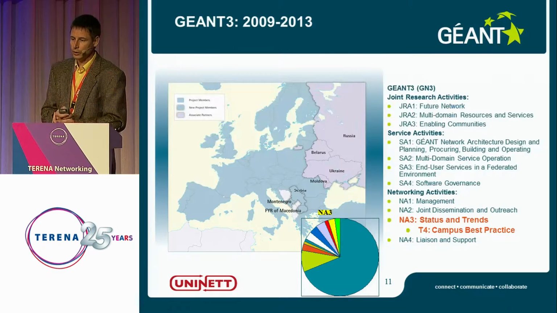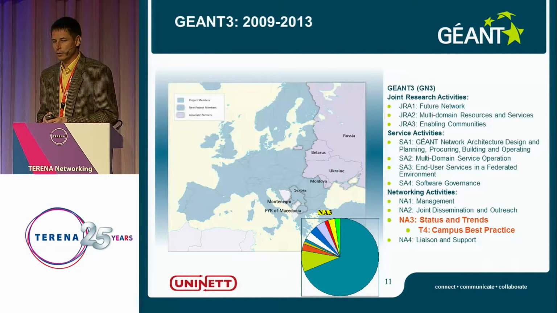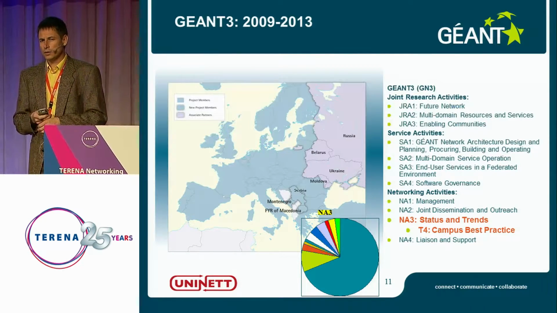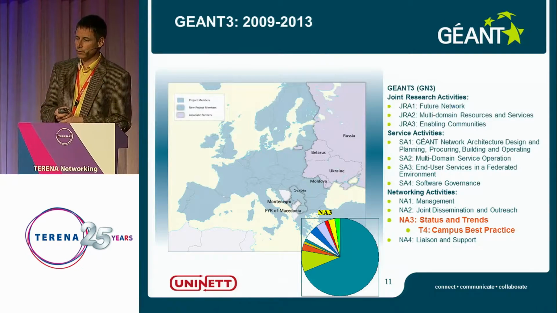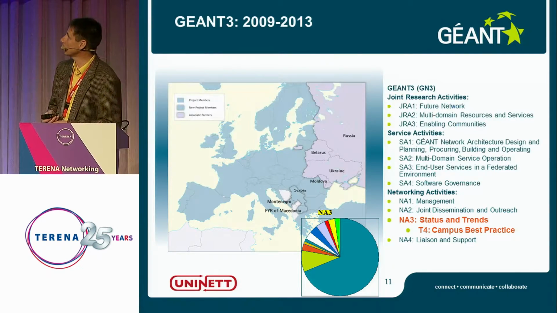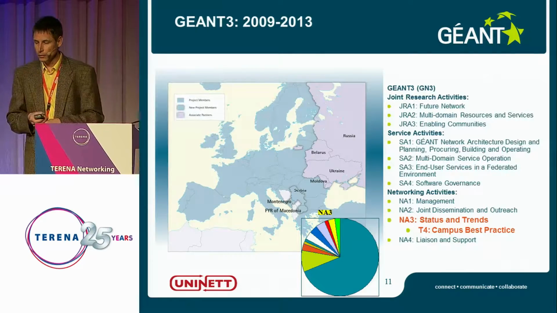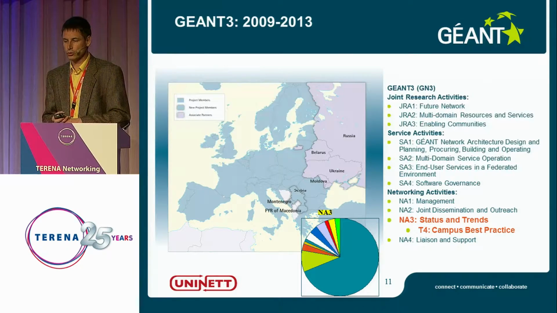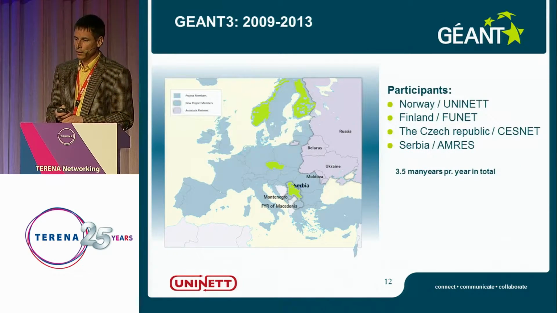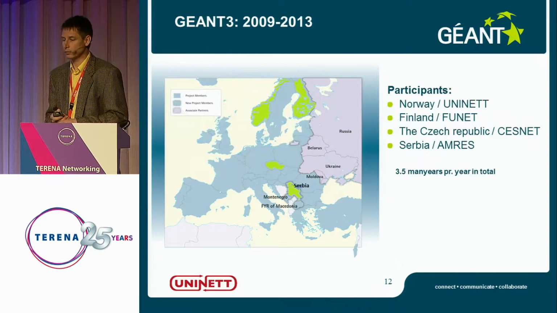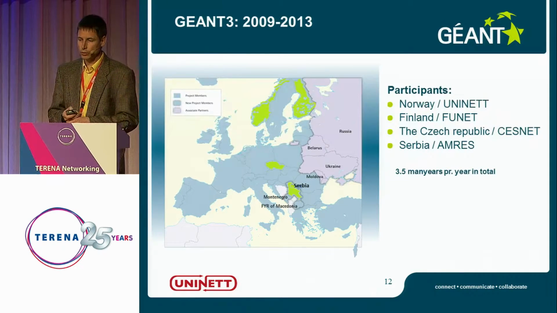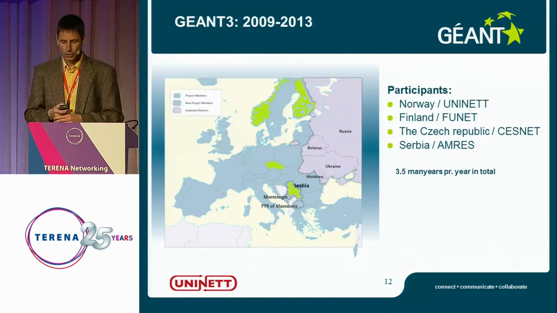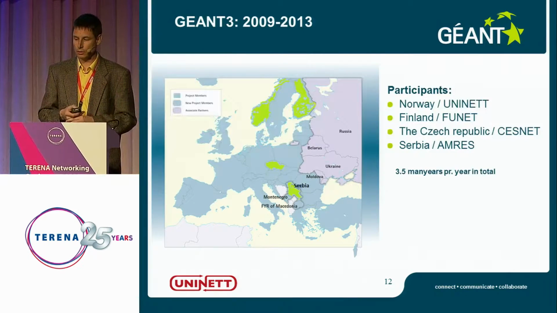So then we go to GN3 and the role that we have in that today. This is a huge project, and we are just a very, very small part, as you can see down there on that little circuit. We are part of what's called a networking activity with a campus best practice project. The participants in this activity are led by Norway and Vidar Faltinsen, as I mentioned earlier, and Finland, Czechia and Serbia are participating together.